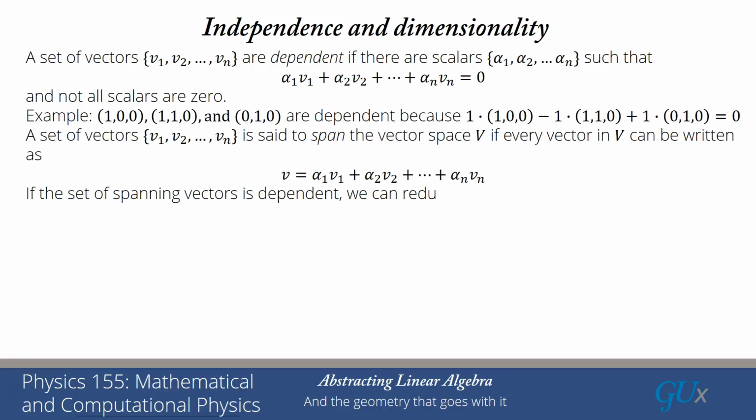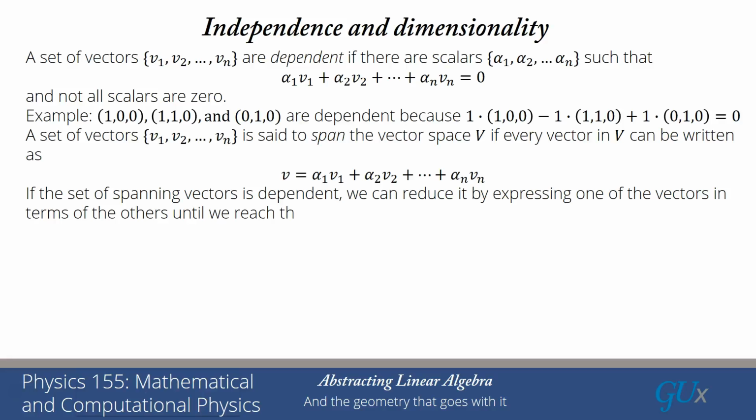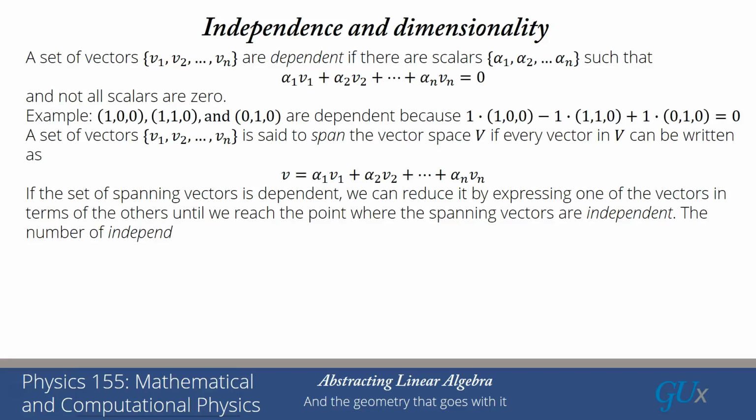If these spanning vectors are dependent, then we can use the fact that they are dependent to reduce and get rid of one of the vectors. And then we can ask, is the new set, which now has n minus 1 vectors, is that dependent? And if the answer is yes, I can reduce it again. And I can keep doing that until I get to the point where the set of spanning vectors are going to be independent.